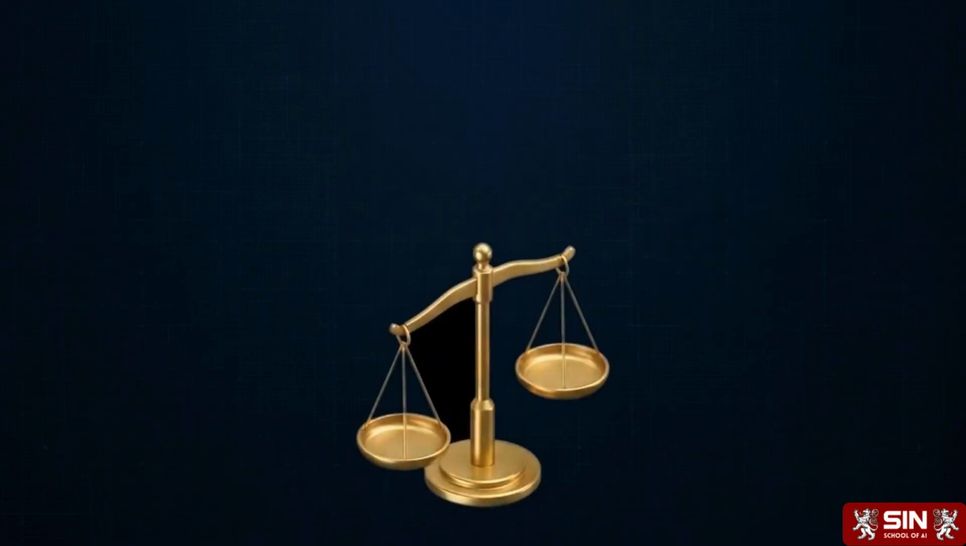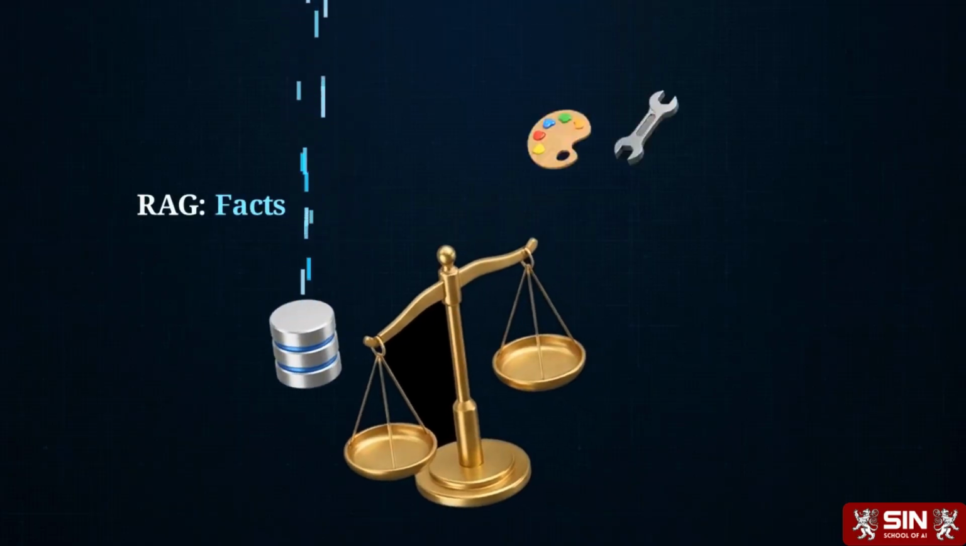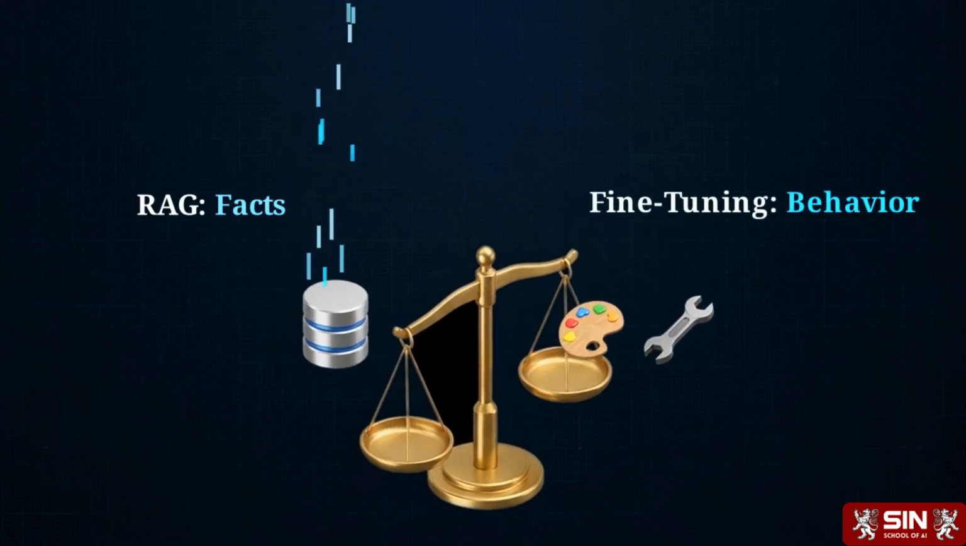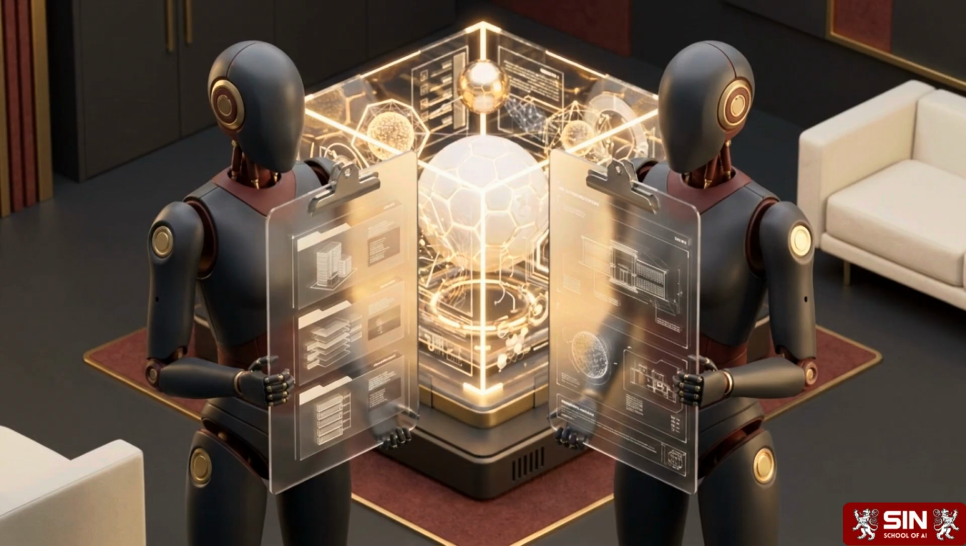This creates a clear division of labor. Use RAG when the system needs to access specific, changing facts. Use fine-tuning when you need to adjust the model's personality, tone, or specific formatting habits. Think of RAG as a researcher for the AI. It forces the system to consult a specific set of relevant documents before it is allowed to formulate a response.